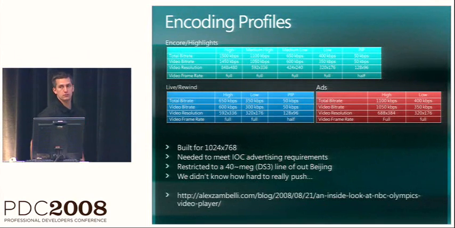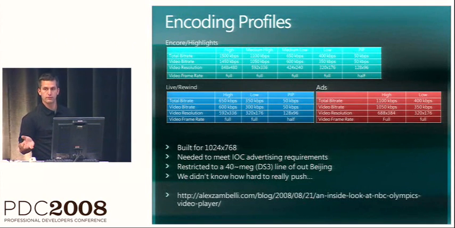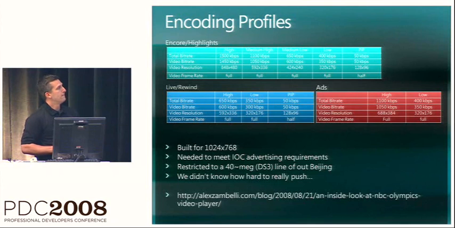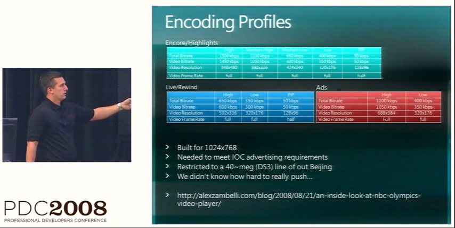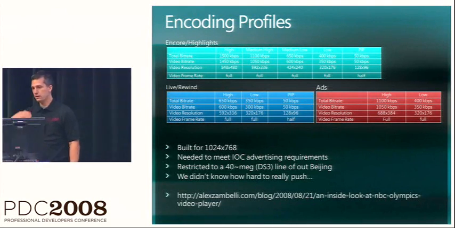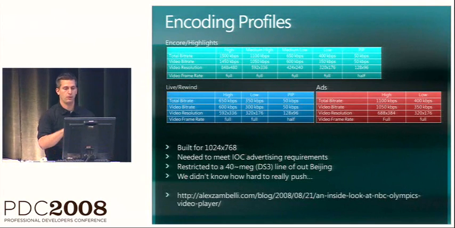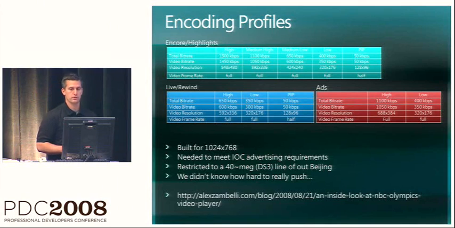So in the end, this is the model we came up with. We all agree it was pretty conservative, but it delivered a great experience, and the majority of people were happy with it. Alex Zambelli, he's one of the guys on my team. You can go look at this blog post that he did. This was towards the end of the Olympics, and he went into much more detail around the encoding profiles and how we made most of these decisions.